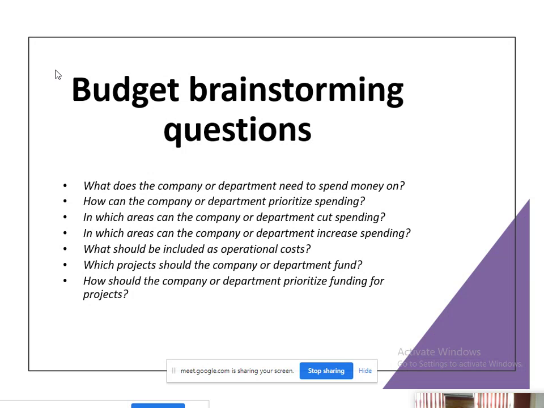Last point, how should the company or department prioritize funding for projects? As we already said in point number two, how can the company or department prioritize spending? So the last one says that the company or the department that will fund a project should also prioritize that project, in terms of which project they are going to fund. So these are the few points after financing that we must see in the budgeting part of the project. Next.